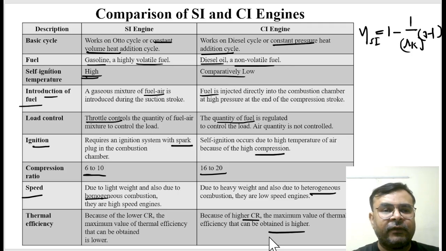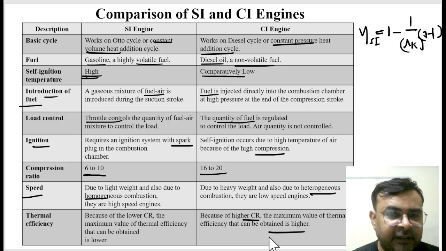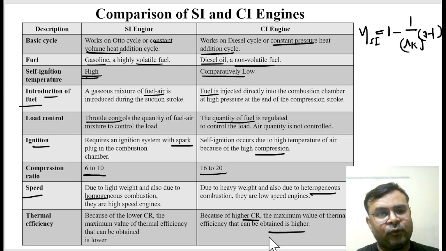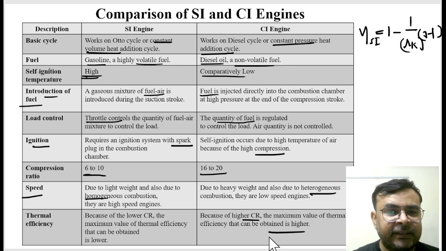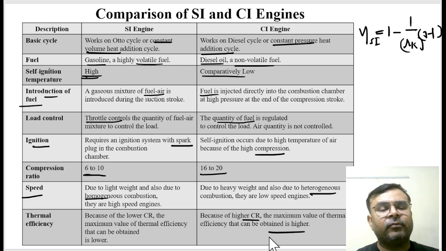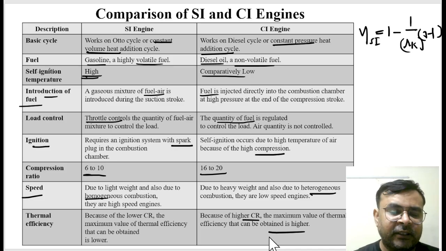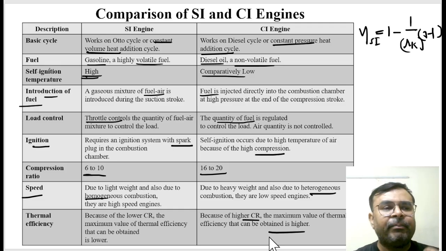So this is all about the difference between the spark ignition engine and the compression ignition engine. In this lecture, I discussed what an SI engine is, the 4-stroke SI engine and 4-stroke CI engine, their working principle and their strokes: suction stroke, compression stroke, expansion stroke and exhaust stroke. Their construction features, PV diagram and the difference between SI and CI engine. So from this lecture, you can learn these things.